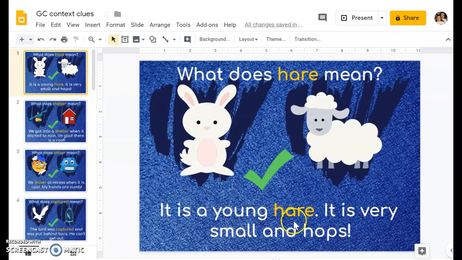So it is a young hare. Okay, both of these could be young. It is very small. Well, I know a bunny is small, but a sheep is not very small. What's my other clue? And hops. Well, sheep definitely don't hop, and bunnies do. So I'm going to infer that hare means a bunny or a rabbit. So I'm going to take my question mark, click it and drag it over top of the bunny because hare means bunny.